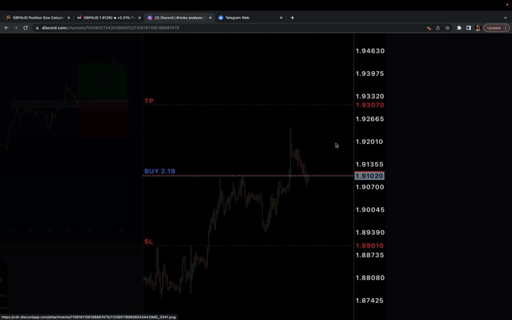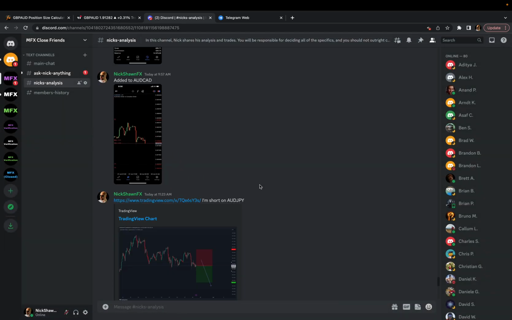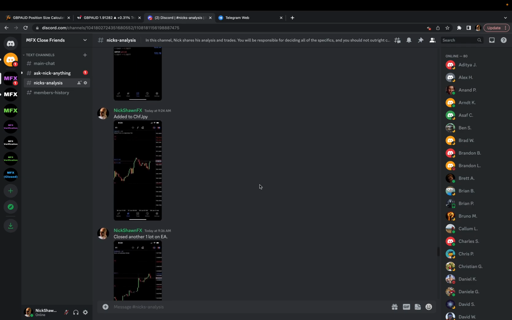So if this starts moving up into profit, I'll add to this winner, and then I'll move the stop to break even for the first position, then I'll keep it going.